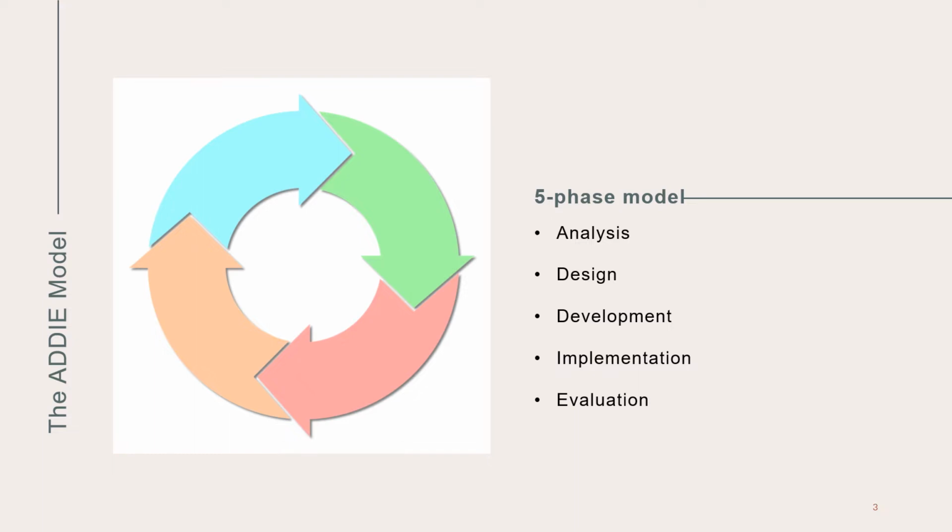The ADDIE model is a 5-phase model that assists instructional designers to create effective learning designs. It's typically a cyclical model, which implies there is a continuous review and improvement that occurs throughout the process. The 5 phases in the ADDIE model are analysis, design, development, implementation, and evaluation. There are several activities that take place with each phase, which we will see here one phase at a time.